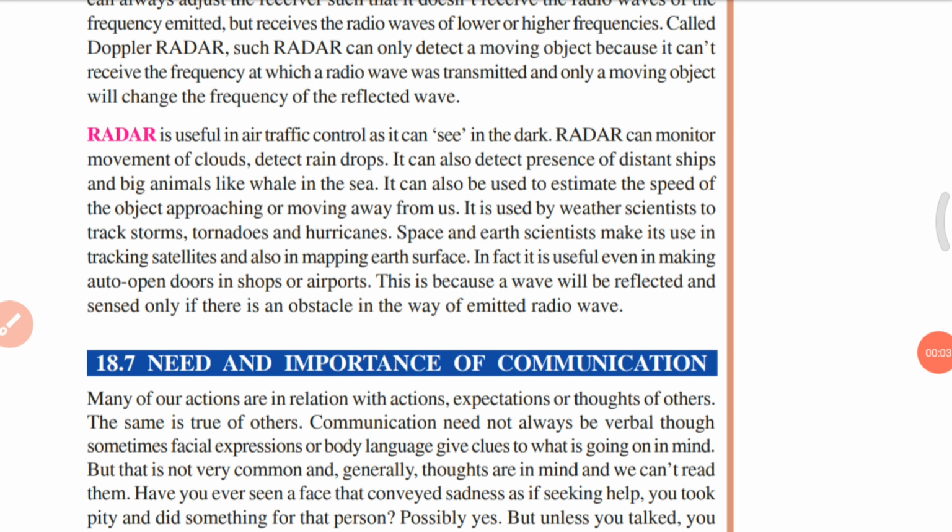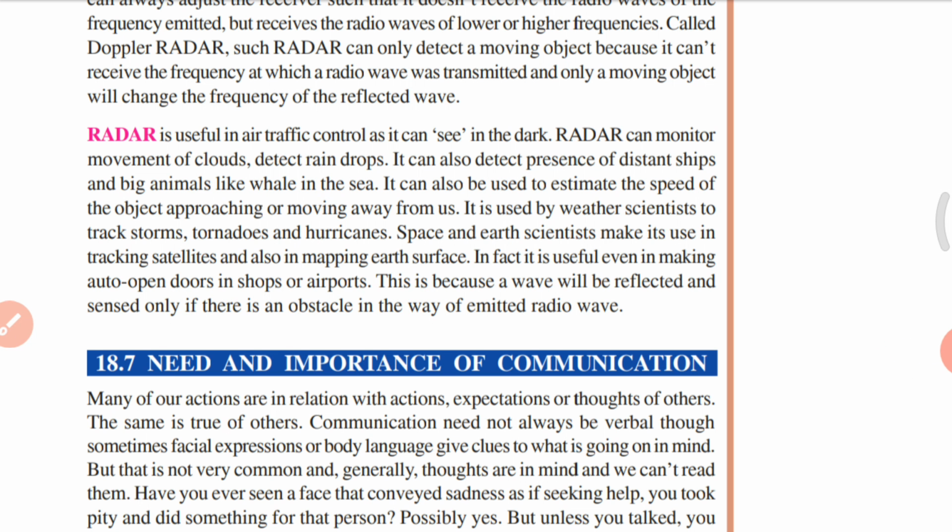In our previous session, we discussed radar. Now we are going to discuss the uses of radar, important uses of radar. We already discussed that radar is mainly used for air traffic control. Because it can see in the dark, at night and day both times, the image we get by using radar is very clear because it uses electromagnetic waves.